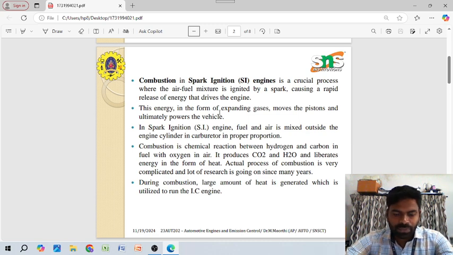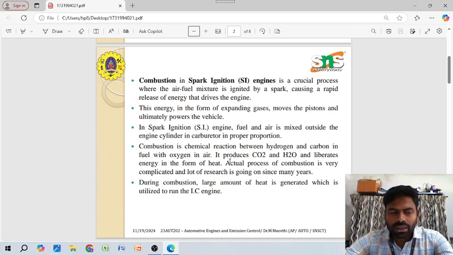So combustion is the chemical reaction between the hydrogen and carbon in the fuel with the oxygen in air. This air fuel mixture contains oxygen, which is taken from the air. This oxygen has the major role during the combustion process, and it is mandatory for igniting the fuel. It produces carbon dioxide and H2O and liberates energy in the form of heat.